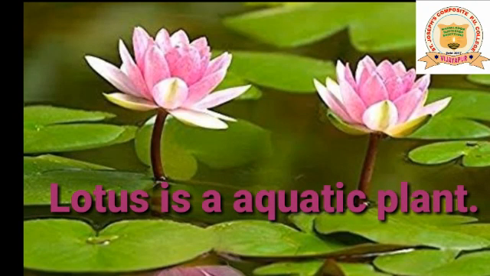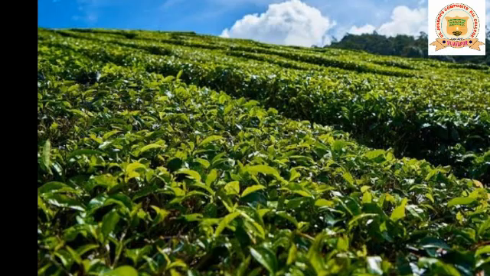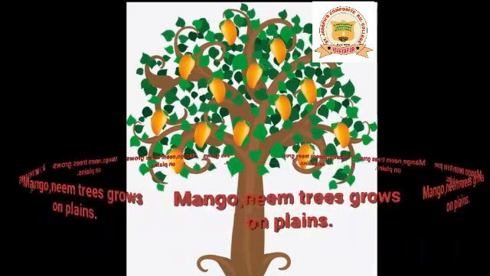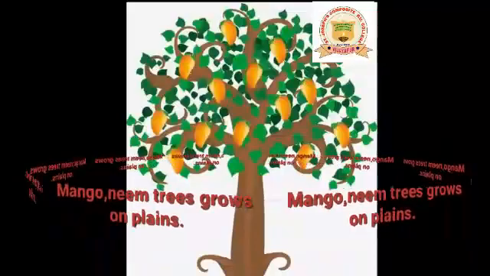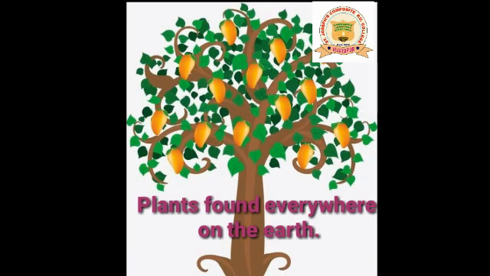Now the plants like pine. Pine trees grow in snowy areas where there is very heavy snowfall. Then some plants can grow on mountains and hills. For example, tea and coffee plants can grow in mountains and hills. Now plants like mango and neem can grow on plains. So these examples prove that plants can grow everywhere on the earth, in deserts, in cold places, mountains, hills. So plants can grow everywhere on the earth.